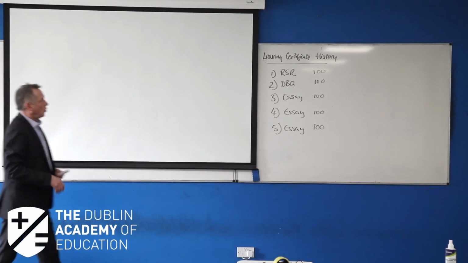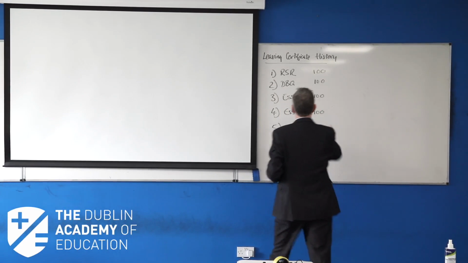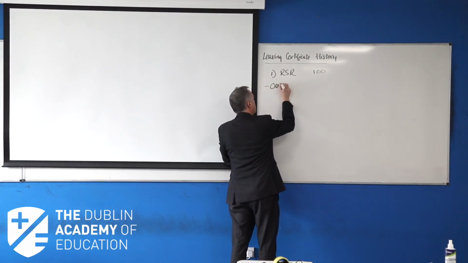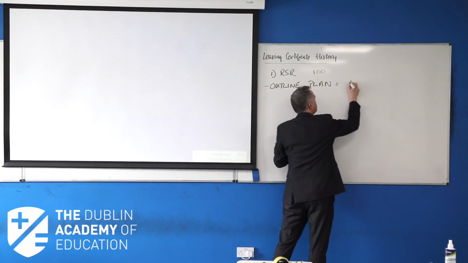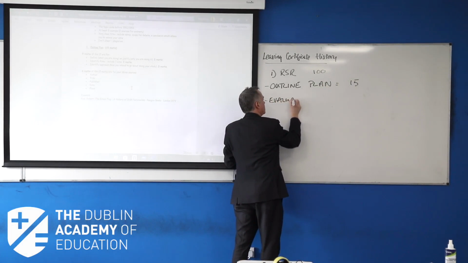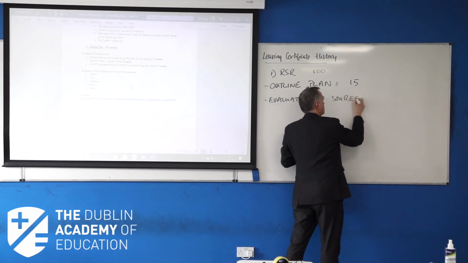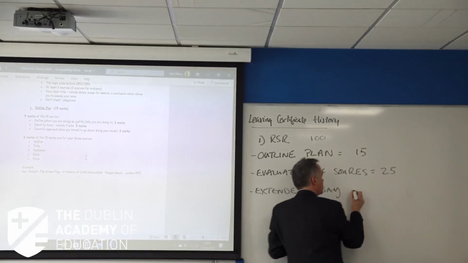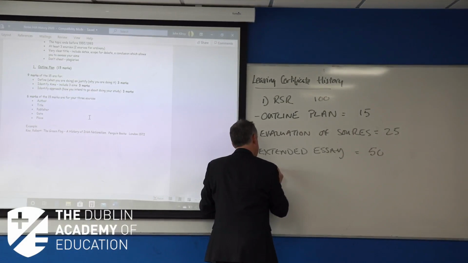When we're looking at your project, we're really looking at four areas. The outline plan, which is equal to 15 marks. Evaluation of sources equals 25 marks. Extended essay equals 50 marks, and the review equals 10 marks, which will give you a total of 100.